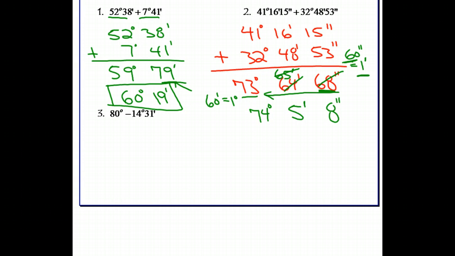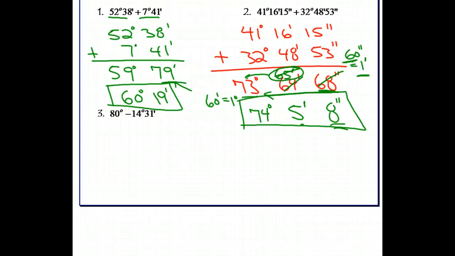So we work our way from the right and we come over to the left. So the 68 seconds, we took off 60 of those seconds. That gave us, look, an extra minute. We had 8 seconds left. Our 65 minutes, we took off 60. Look, that gave us 1 extra degree, and we were left with 5 minutes. So 74 degrees, 5 minutes, 8 seconds would be the correct answer. So it's just like the borrowing you've learned in the past, except now it's base 60.